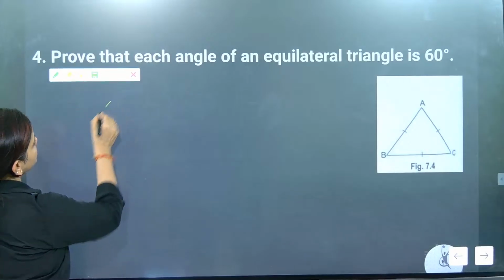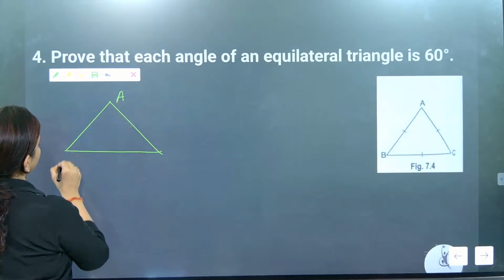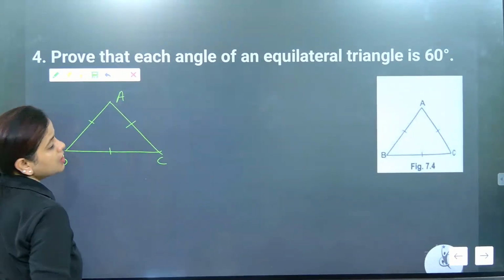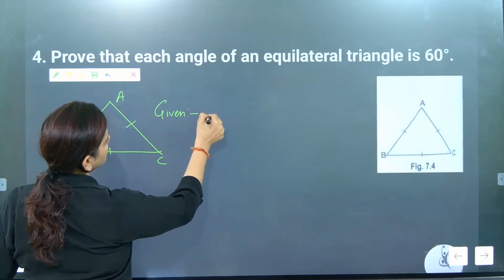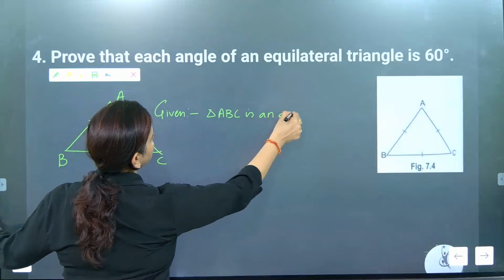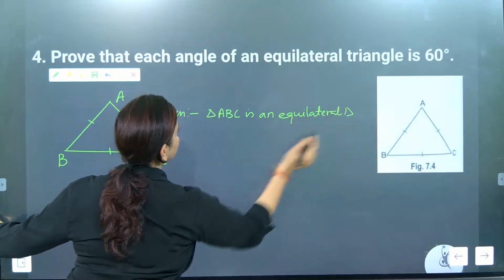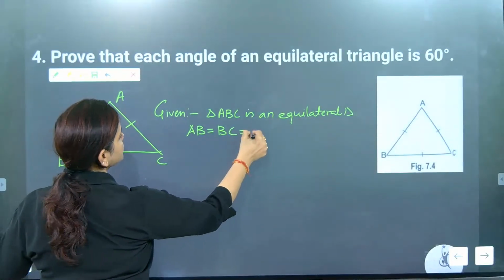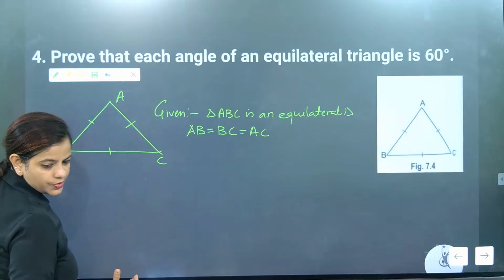So beta, this is the triangle. In this triangle, if you will see, this is A, this is B, and this is C. So all the three sides are equal. So what is given, beta? Triangle ABC is an equilateral triangle. Equilateral triangle, that means what is given, beta? AB is equal to BC is equal to AC. All sides are equal.